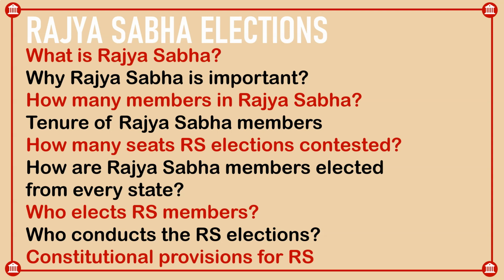This is the agenda for today's video. By the end of the video, we'll cover all of these topics. What is Rajya Sabha? Why is Rajya Sabha important? How many members are in Rajya Sabha? Tenure of Rajya Sabha members? How many seats are RS elections contested for? How are Rajya Sabha members elected from every state? Who elects RS members? Who conducts the RS elections? And the constitutional provisions that facilitate the existence of RS.